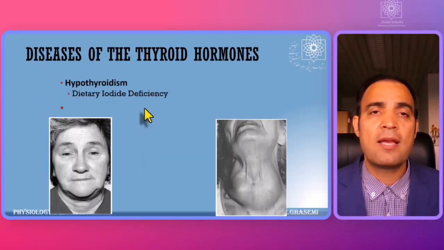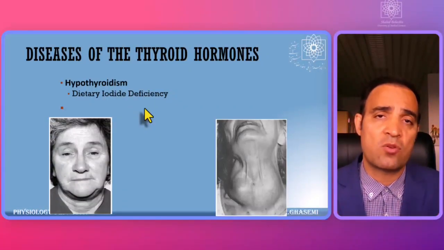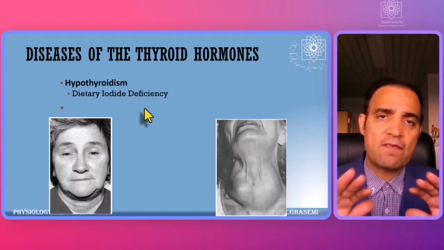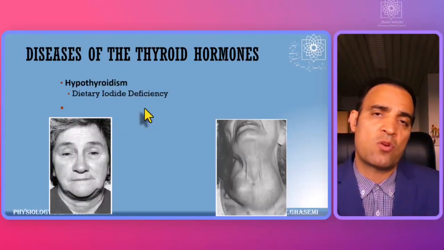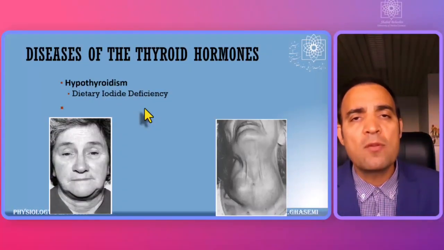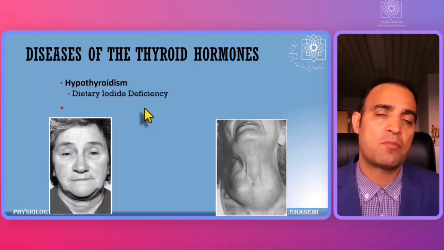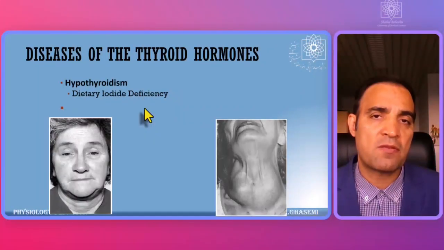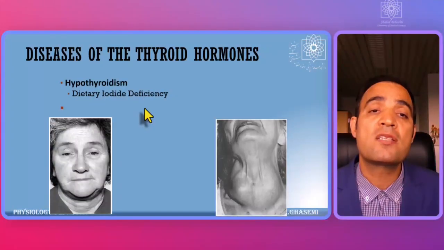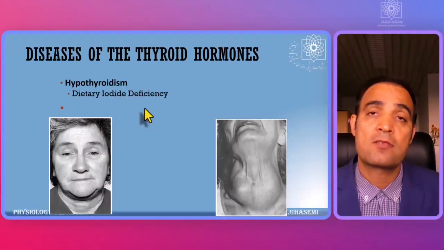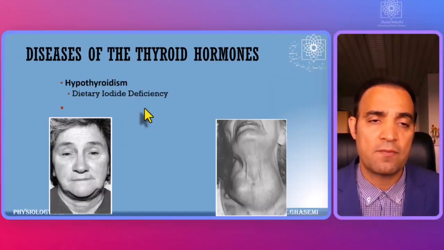And at the end of this part, I want to tell you something about the diseases of the thyroid hormone. I told you that we have hyperproduction of thyroid hormone or hypoproduction of thyroid hormone, hyperthyroidism or hypothyroidism. Hypothyroidism, for example, can take place because of several etiological factors, such as dietary iodine deficiency, problems in the production of the thyroid hormone, or any other reason.